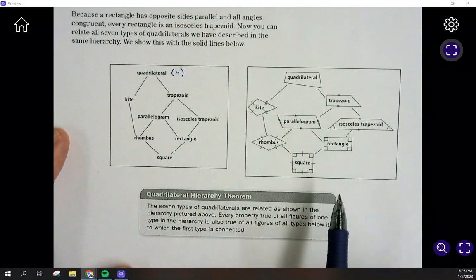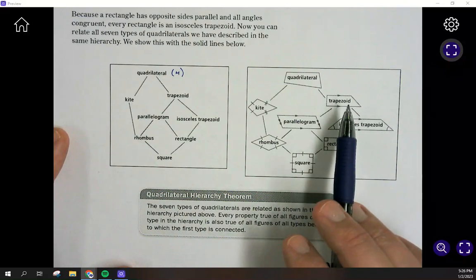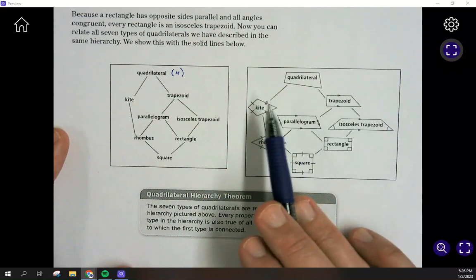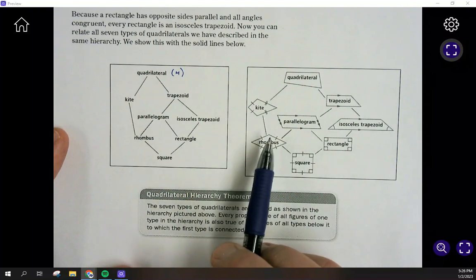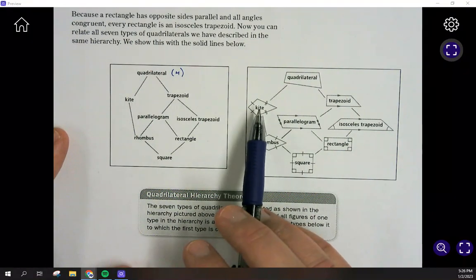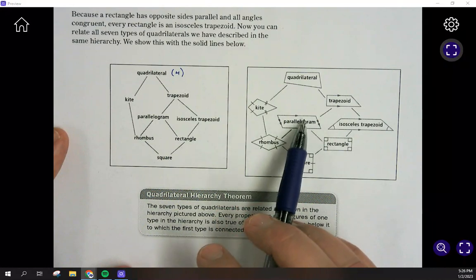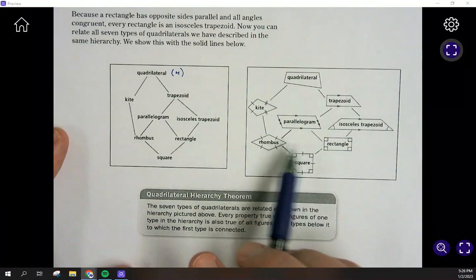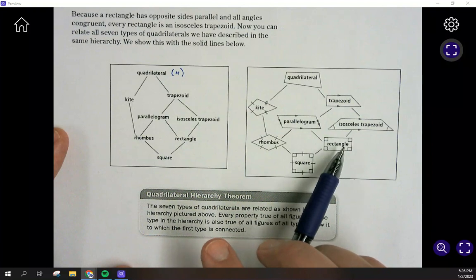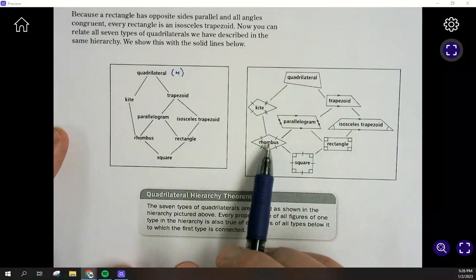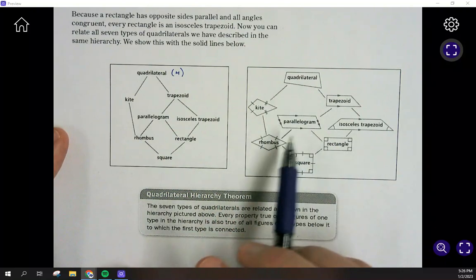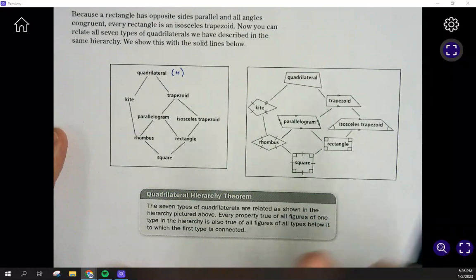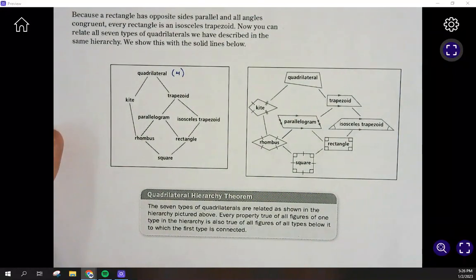A square is a parallelogram. A square is a trapezoid. So all the things that make these special are all true about a square. If I come up to a rhombus, it shares everything for a kite, a parallelogram, a trapezoid. It does not necessarily have all of the properties of a rectangle. If it did, we'd call it a square. Okay, so you can follow this up, and everything that's above a shape, all of those properties are true for that shape. And that's what the quadrilateral hierarchy theorem says.